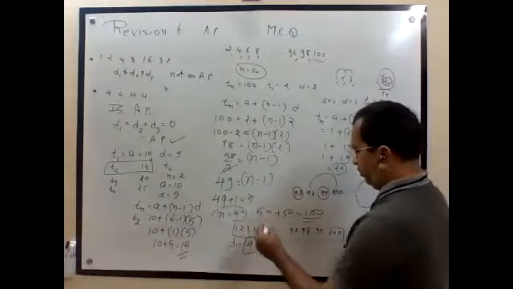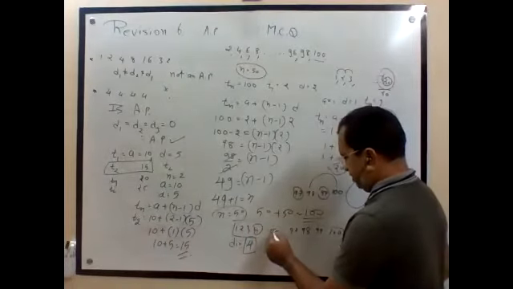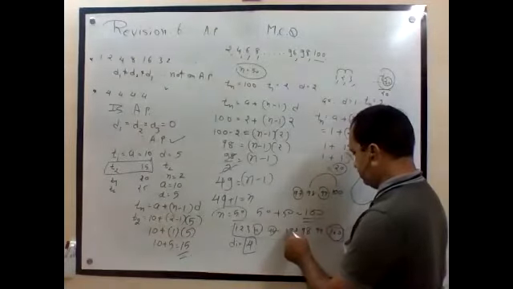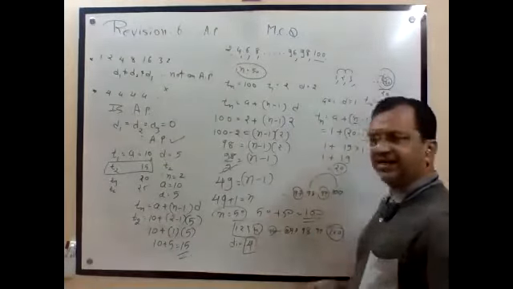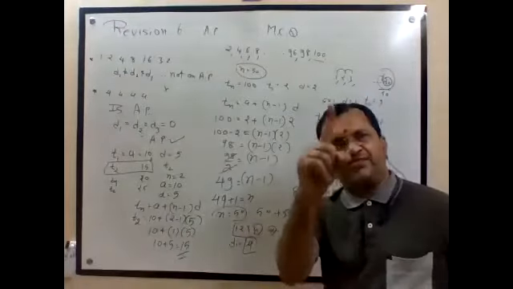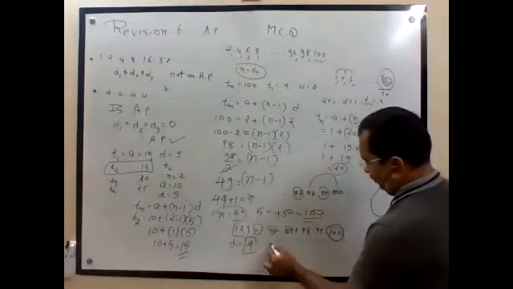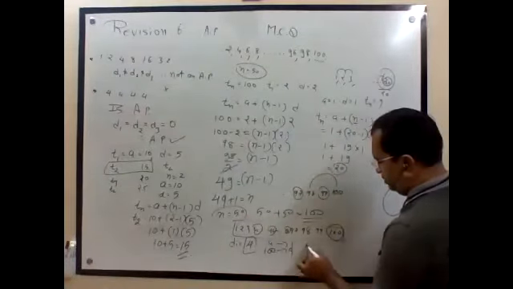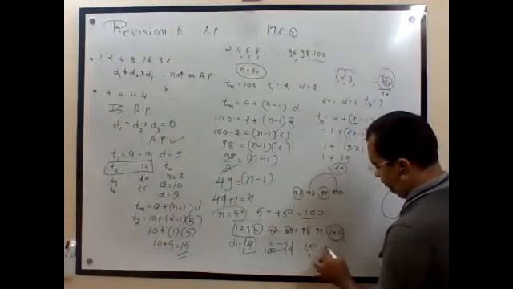How many numbers are divisible by 4? So 4 will come, then 16, then 20, then 100 also, then 96 also will come. But how many in the calculation? Out of 4, only 1. Out of 4, only 1. So out of 100, how much? 100 by 4, 20.